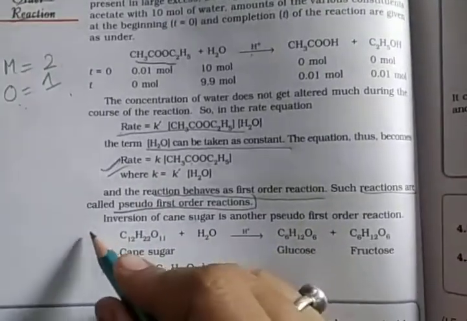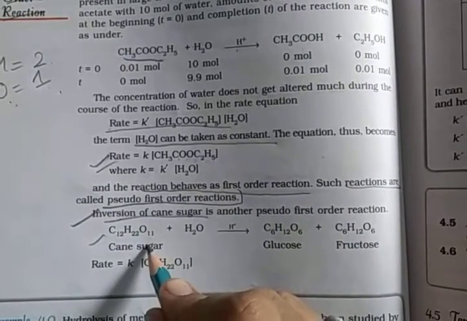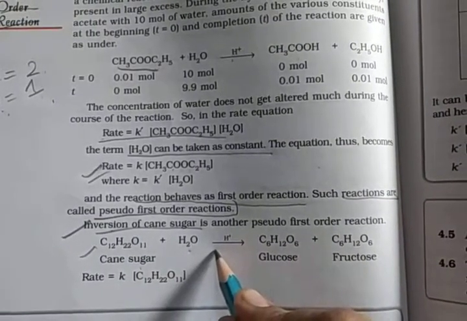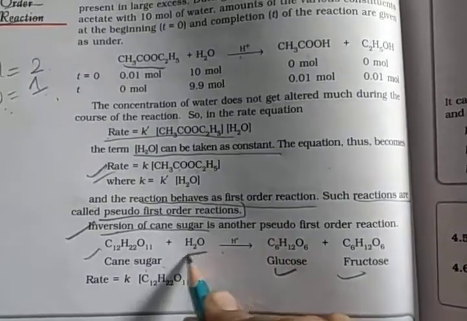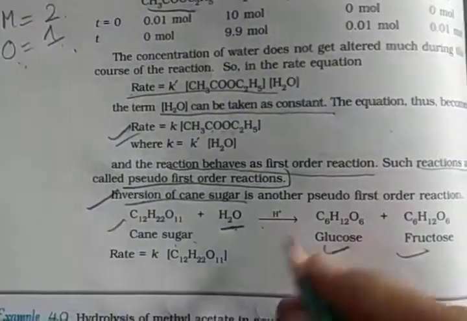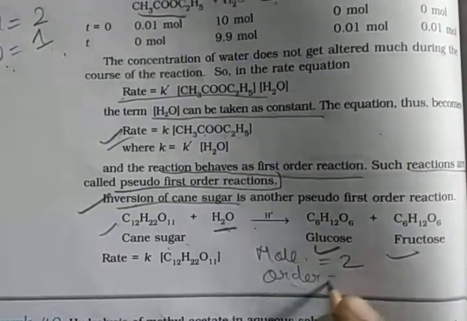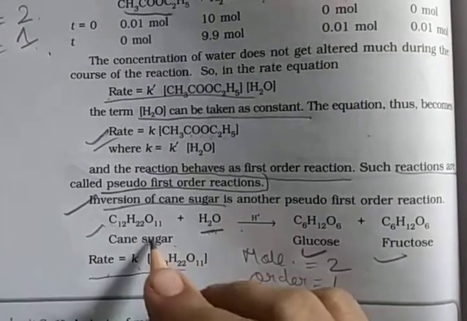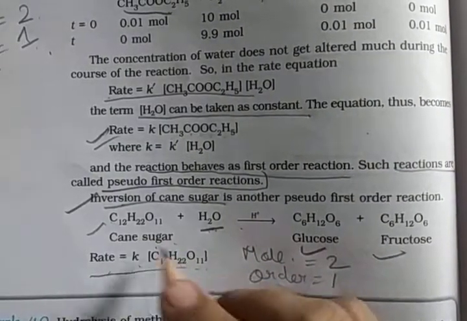Example is inversion of the cane sugar, like C12H22O11. So hydrolysis of the cane sugar in the presence of the acid H plus. The cane sugar converts into glucose and then fructose. But here the concentration of water is always negligible. So here molecularity is 2, but the order of the reaction is only 1, because water concentration is negligible, and here rate is equal to K times C12H22O11. That means the rate of reaction depends only on the concentration of cane sugar.